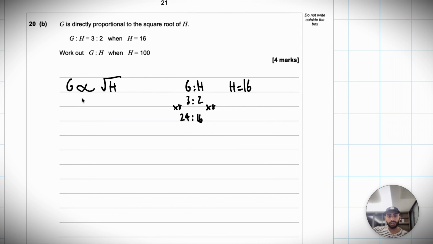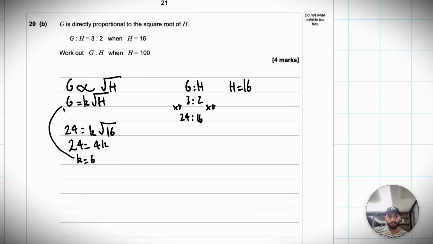So we're going to be using this now. Instead of writing this proportionality symbol, I'll change it to equals k. This k is something that's being multiplied by the square root of H. And we know what G and H are. We can use these numbers, 24 and the 16. So G is 24. We don't know what k is. And we know what the square root of H is, it's 16. So this will become 24 is equal to, square root of 16 is 4, k. Divide this side by 4 and divide this side by 4, so k is equal to 6.